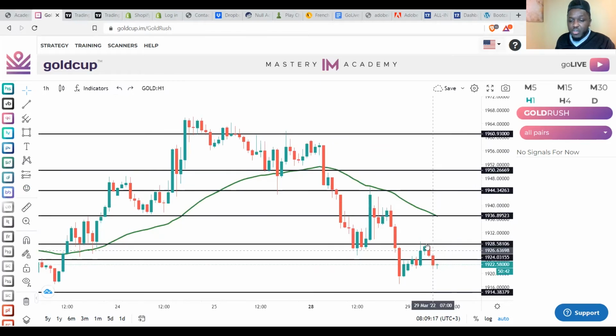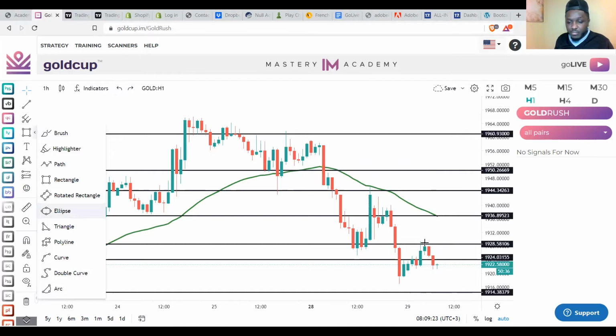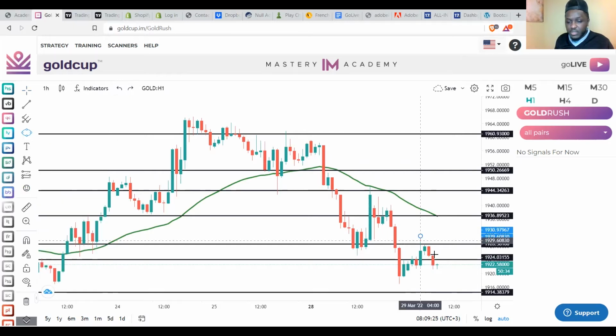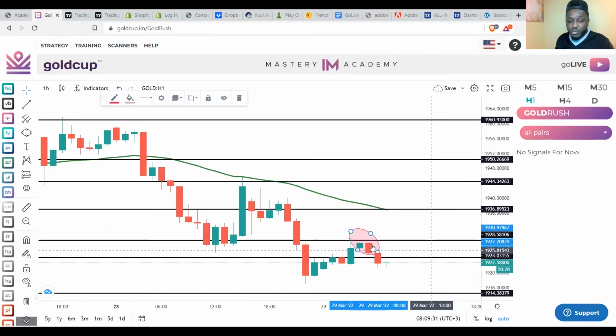So it's this level here. You can see this level here. I can highlight it for us. So that's on the 1 hour. We have our support level here, our resistance level here on the 1 hour, and we already know the market goes here.